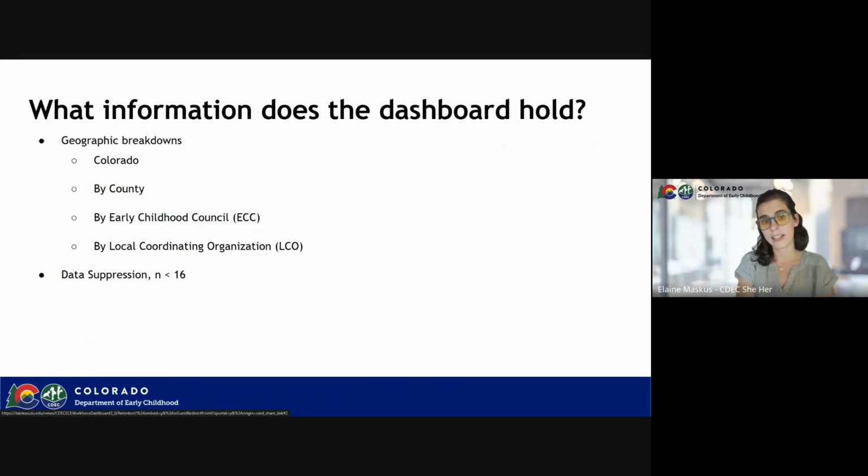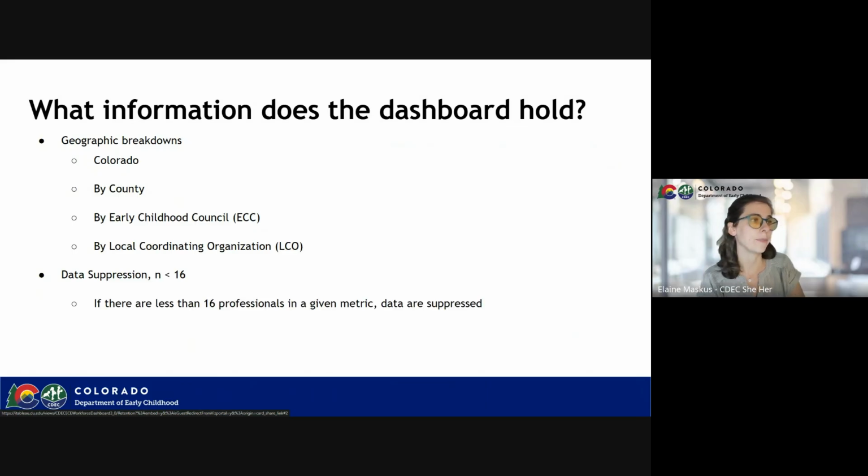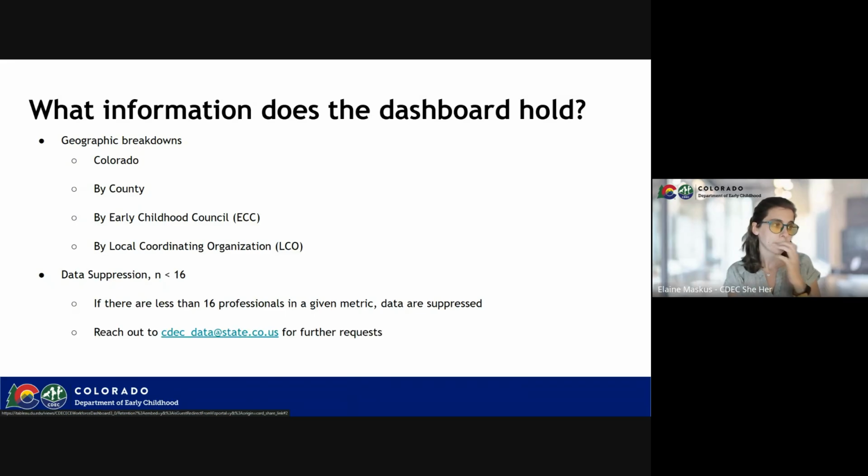One note here is that in order to protect the privacy of our professionals, we did use data suppression for any metric that has less than 16 professionals in that metric. You won't see data, you'll see N is less than 16, and that's it. We know that some of these regions are small and don't have a high number of professionals, and so this actually blocks you from seeing a lot of your data. So we have a new public facing data email address right here, and you can always reach out to that email address for further requests.